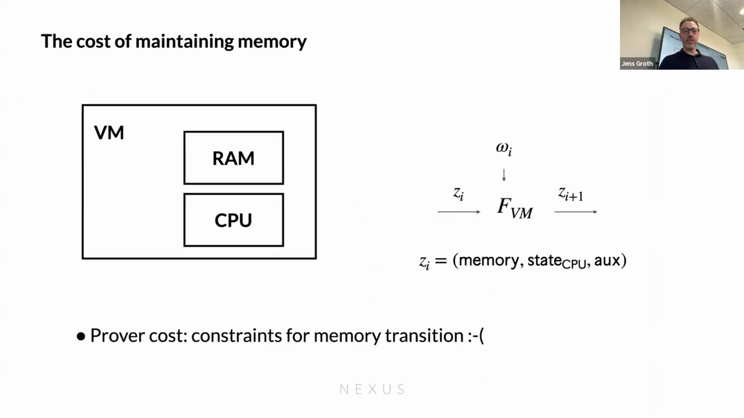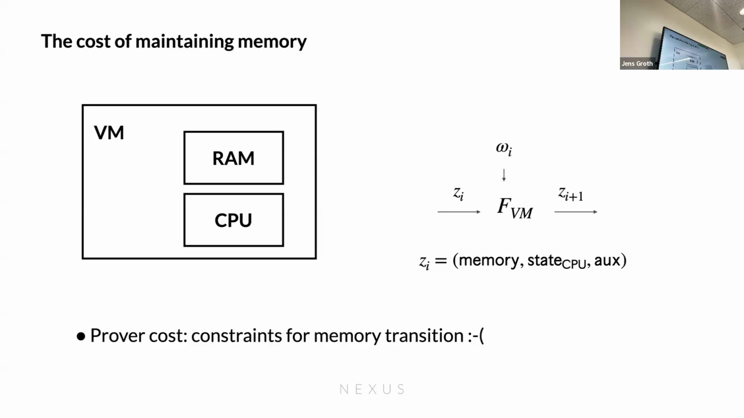Okay, so I want to dig a little more into what the core problem is. The core problem is that we implemented Nova, we did this, and we found out that the memory checking was an enormous cost that we're paying in each step. So what is the problem here?